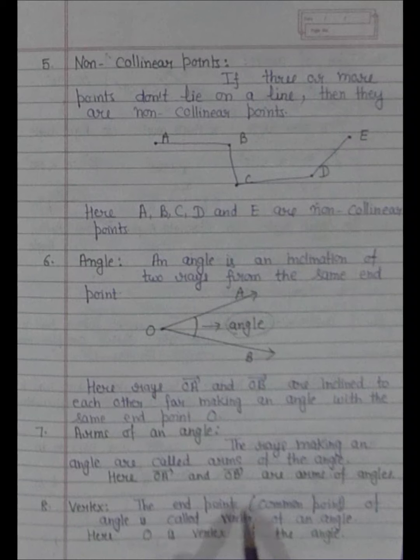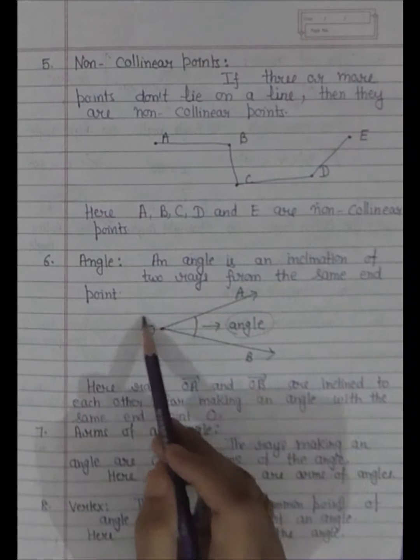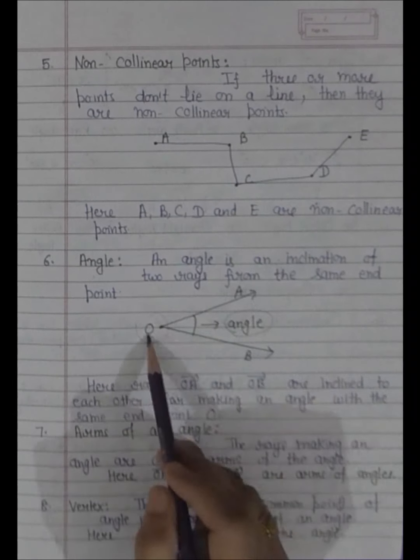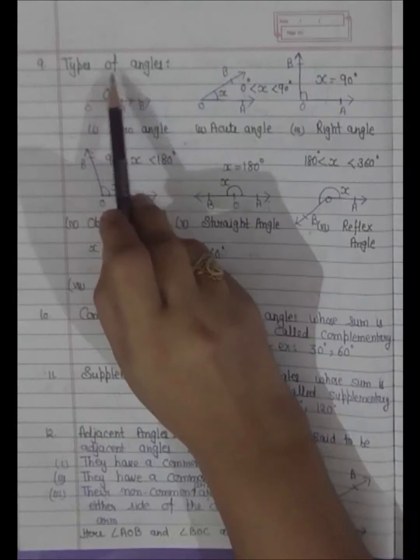Vertex. The end point, meaning the common point of the angle, is called the vertex of an angle. Here O is the vertex of an angle. See here, this O is the vertex of the angle AOB. Next is types of angles.